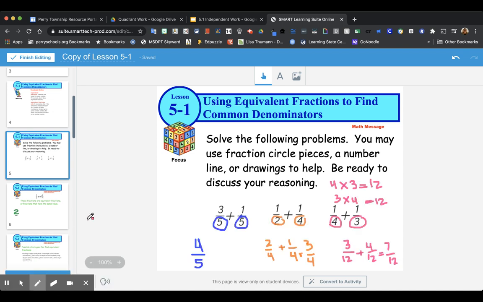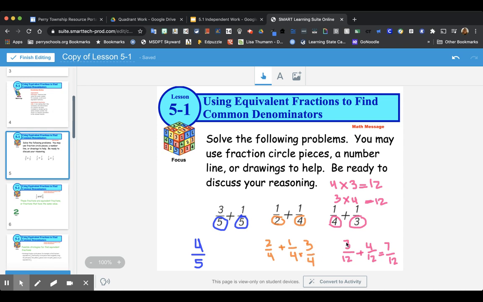All right. So you can see that on the first one, I've got this in blue. It says 3/5 plus 1/5. And I circled the denominators, and I can see that they are the same. So I simply added across the numerators, and I got 4/5. For 1/2 plus 1/4, I can see that the denominators are not the same. I changed the 1/2 to 2/4, and then I added 2/4 plus 1/4, and I got 3/4.